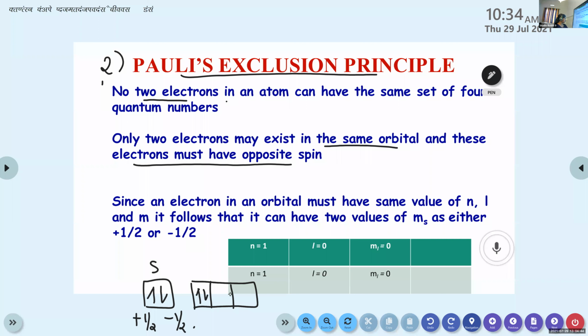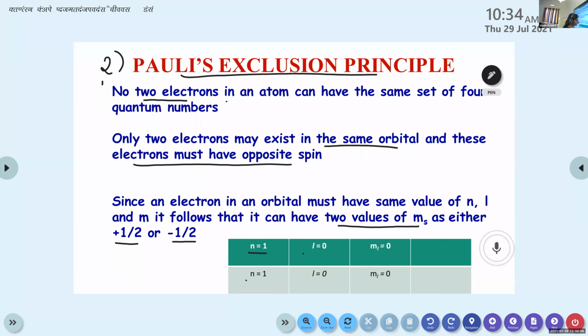So when you write the quantum numbers of 2 electrons in the same orbital, if n equals 1, l equals 0, ml equals 0, but you must write here ms, here it is plus half. And in the second one, the ms must be equal to minus half. So at least one value will be different.